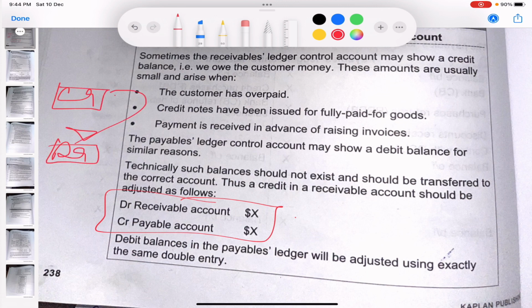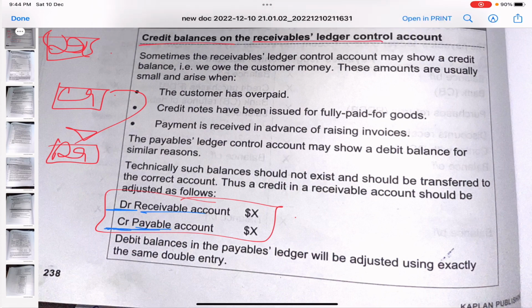And if you have a debit balance in a payables, you have to credit it. You have to basically bring it back to its original balance. So since the balance of receivable is debit, you are going to debit it, and since the payables have a credit balance, you will credit it.